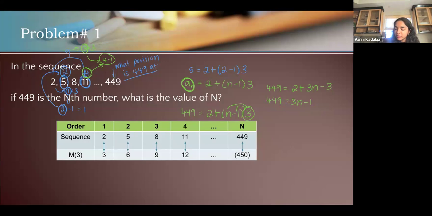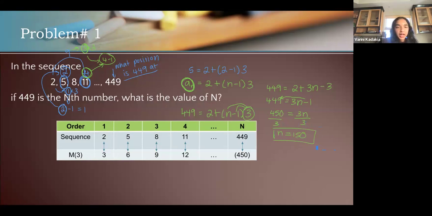I bring 1 over to the other side, right? Yes. I add 1, and it becomes positive. So I get 450 equals 3n. Now let's divide by 3. We get n equals 150. Everyone understand how that worked?